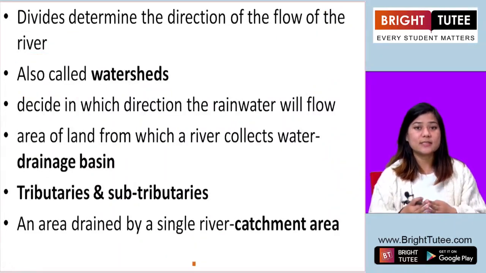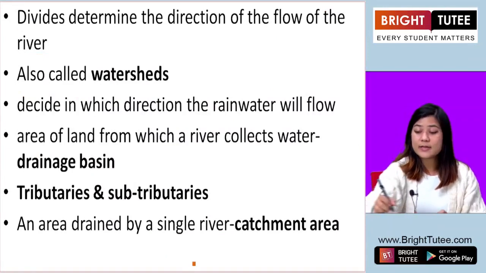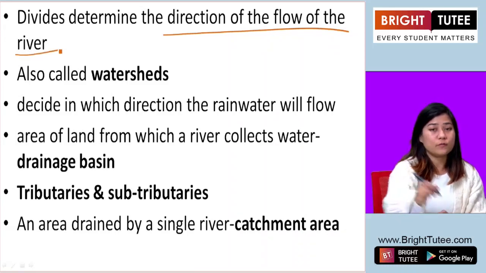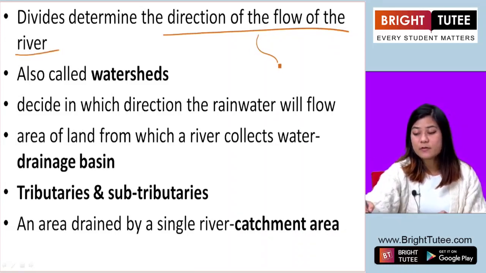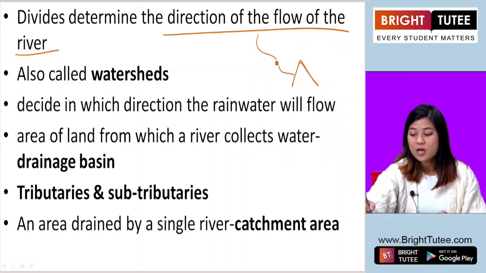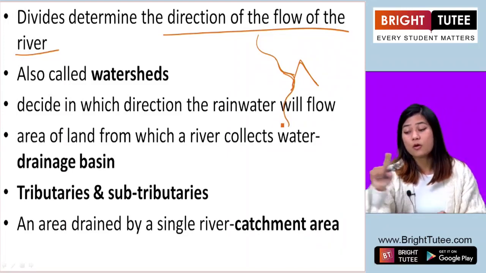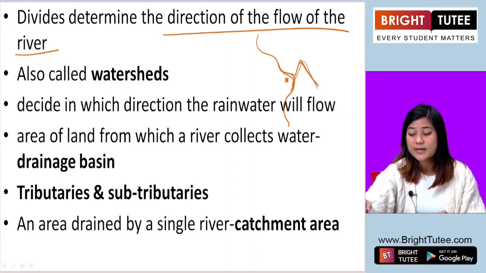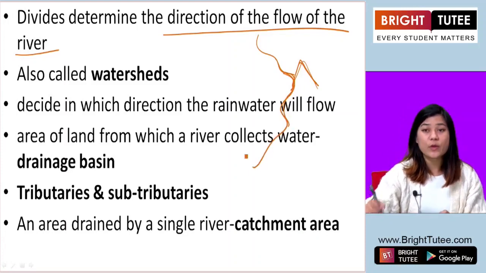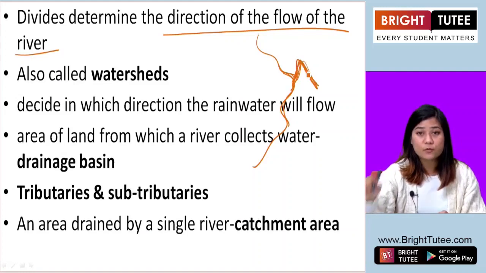Now these water divides play a very important role in determining the direction of the flow of the river. Like I said, if the river is flowing and there is a mountain or a hill here, the river will just take a turn and will not go across it. It cannot go across it, right? So it will just turn away from it.